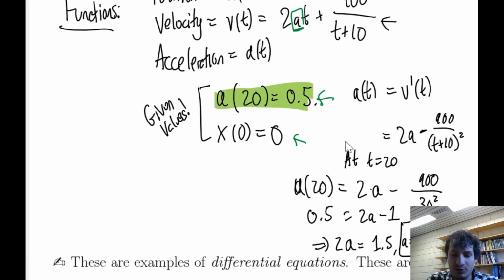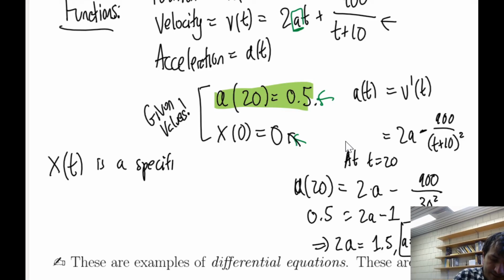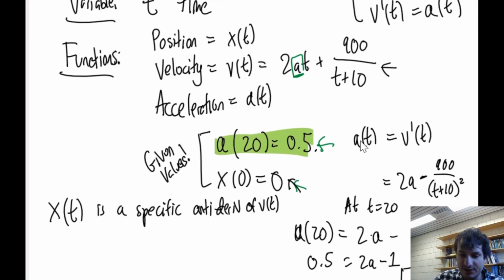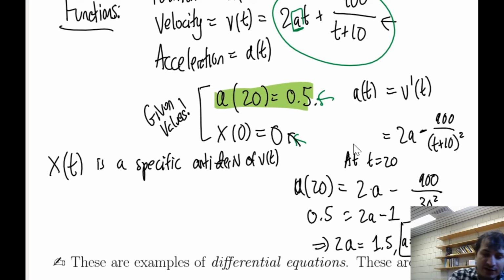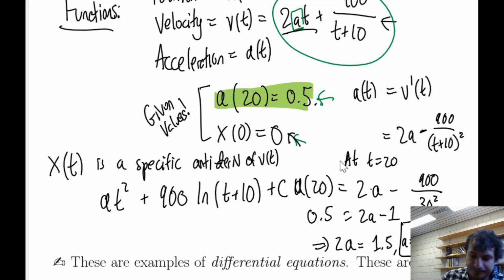And now that you have a, you can use x of 0 equals 0 to solve for c. So x of t is a specific antiderivative of v of t. V of t is this given function, 2at plus 900 over t plus 10. So doing the antiderivative, we end up with, what's the antiderivative of 2at? There'd be a 1/2 t squared, but the 1/2 kills the 2, so we just get a t squared. For 900 over t plus 10, the antiderivative is 900 ln of t plus 10, plus c.